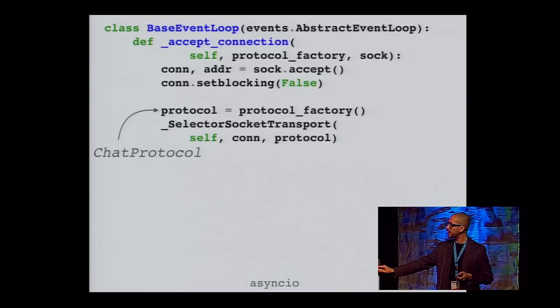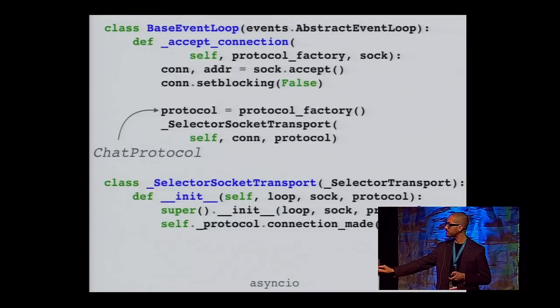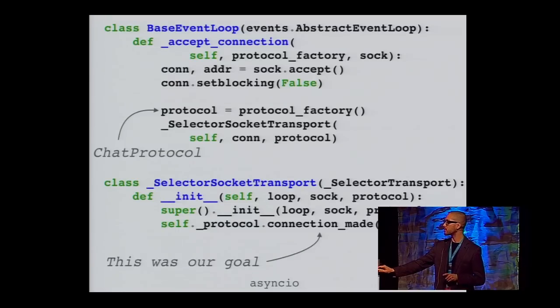So we're almost there. And we're going to see how the transport finally completes our goal of executing on connect. So the socket transport's init function is here. It takes the loop, the client connection, and the protocol. It calls its superconstructor. And then look what it does at the bottom there. It calls self.protocol.connection_made. And that was actually our goal.